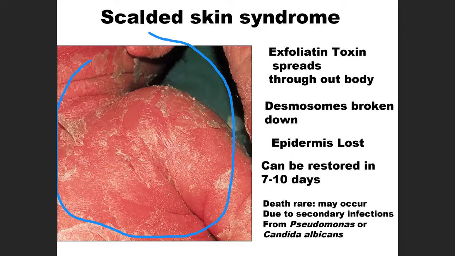And just like any other open wound of the skin, this is susceptible to secondary infections. So if you're not careful, this area can be infected by other bacteria, and you would have a worsening situation. So that's why, with scalded skin syndrome, during the treatment phase, you have to keep the person isolated, and you have to keep this area clean to avoid secondary infections by other things.